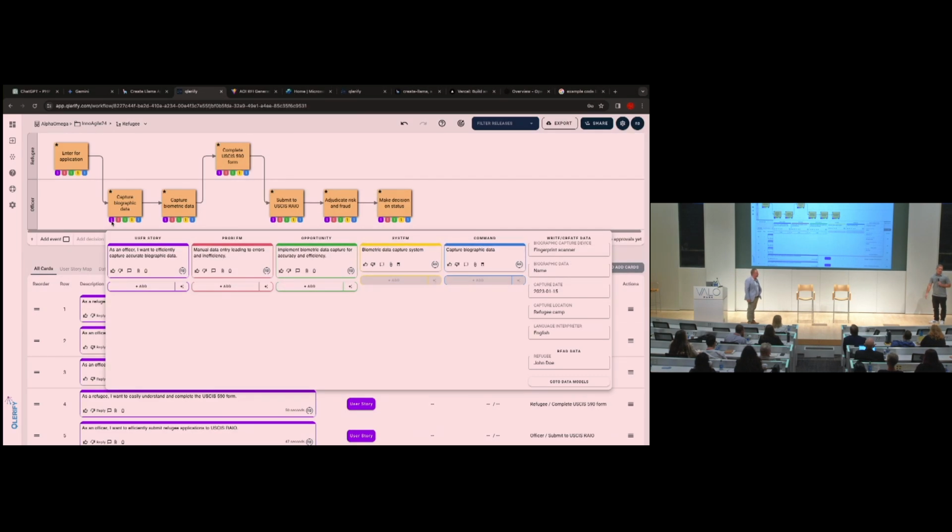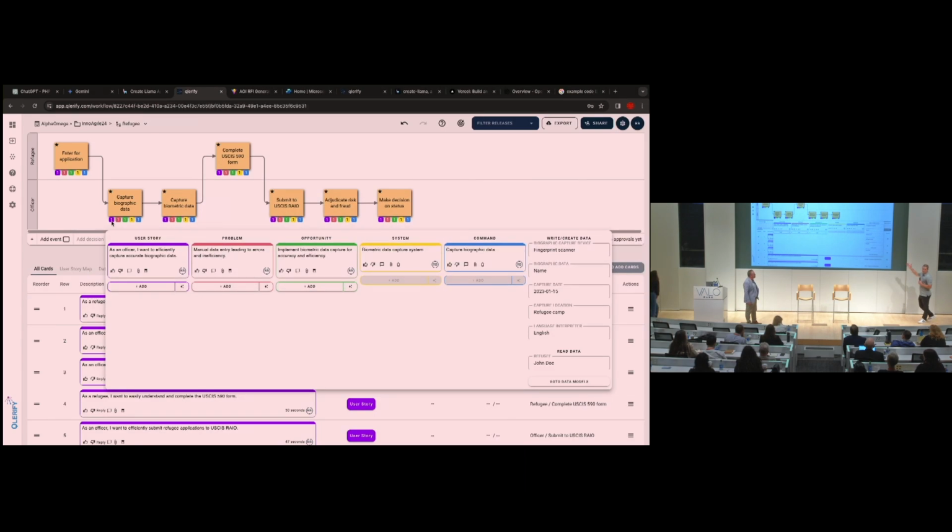It comes back down to the conversation with the business and your architects. But it's a lot easier to work off of something than it is a blank slate.